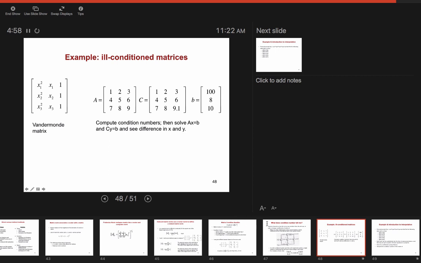So we get this solution that has e to the plus 17. That's the first sign of trouble. Now let me just vary this slightly and just put this 9.1 here. And I'm going to call this C. And I'm going to call the solution to this one Y. And I'm going to print it.